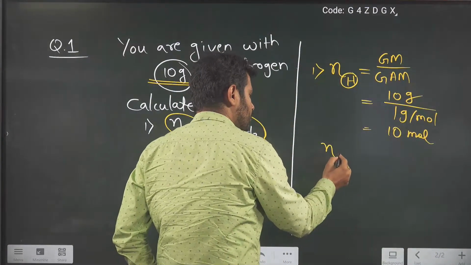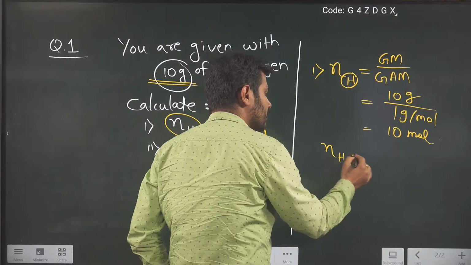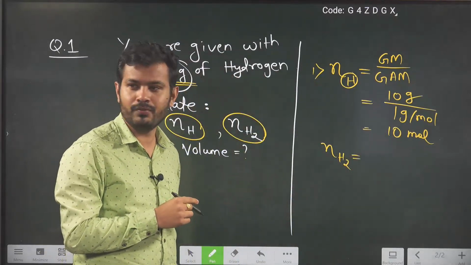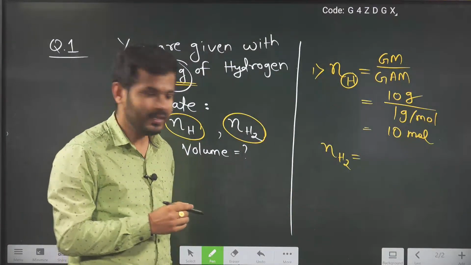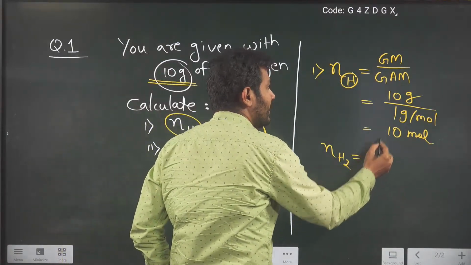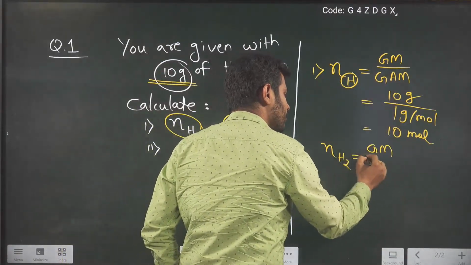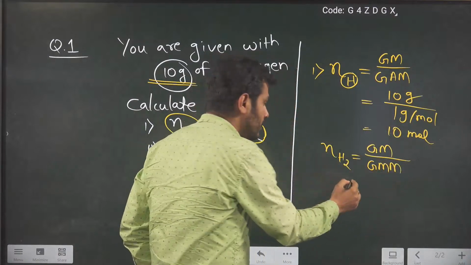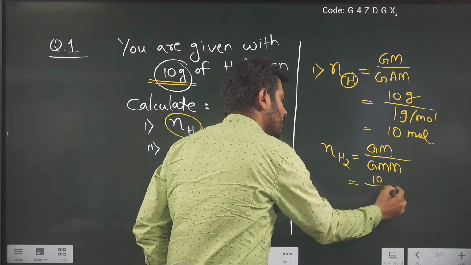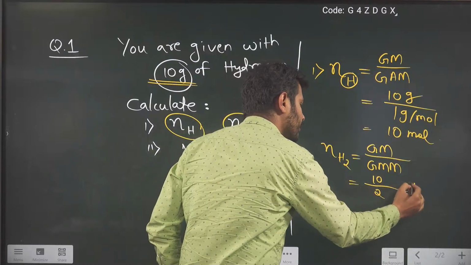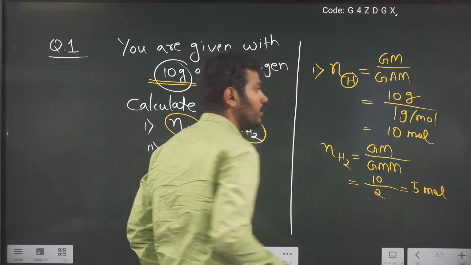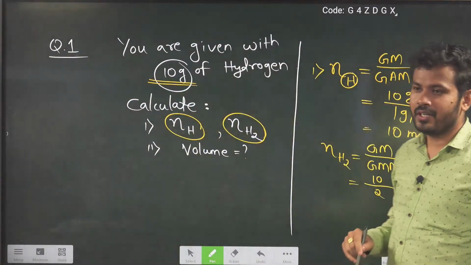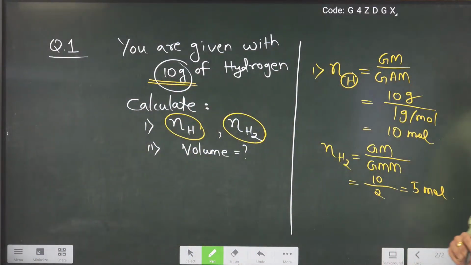Same way, number of moles of hydrogen molecule will be how much? I hope several students have calculated the same. Yes, 5 mole. So given mass, here we will say given mass by gram molecular mass, because here H2 molecule is there. So it is given mass 10 gram divided by molecular mass 2. So it is going to be 5 mole. Yes, very good. You people have done an excellent job. It is correct. It is 5 mole.